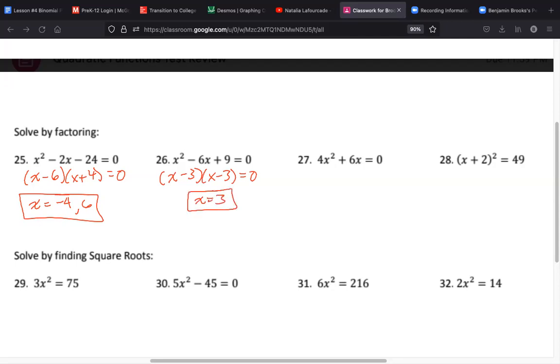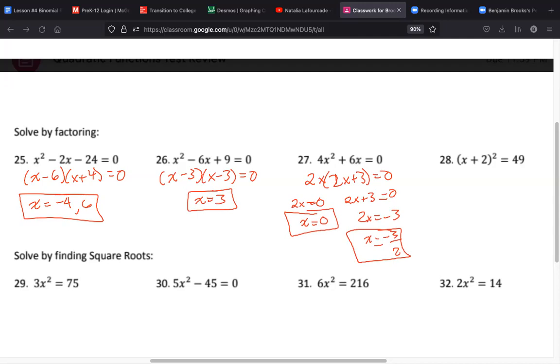Do this one. So you have 2x that could be factored out. You end up with 2x times (x plus 3) is equal to 0. So you set the two pieces equal to 0. 2x equals 0, so therefore x is equal to 0. You divide both sides by 2. x plus 3 equals 0, so x is equal to -3. Everybody cool with that? Factor the 2x out first.